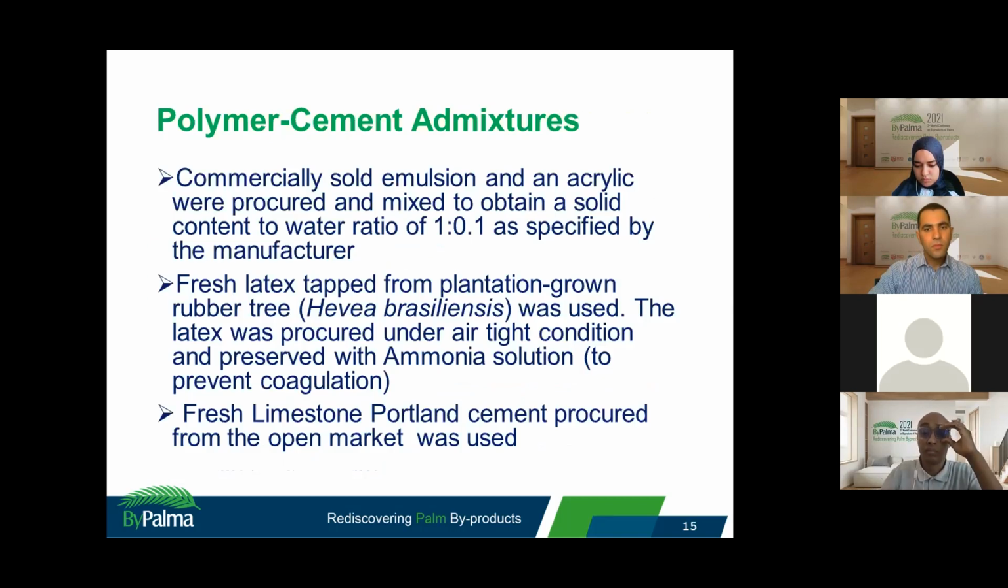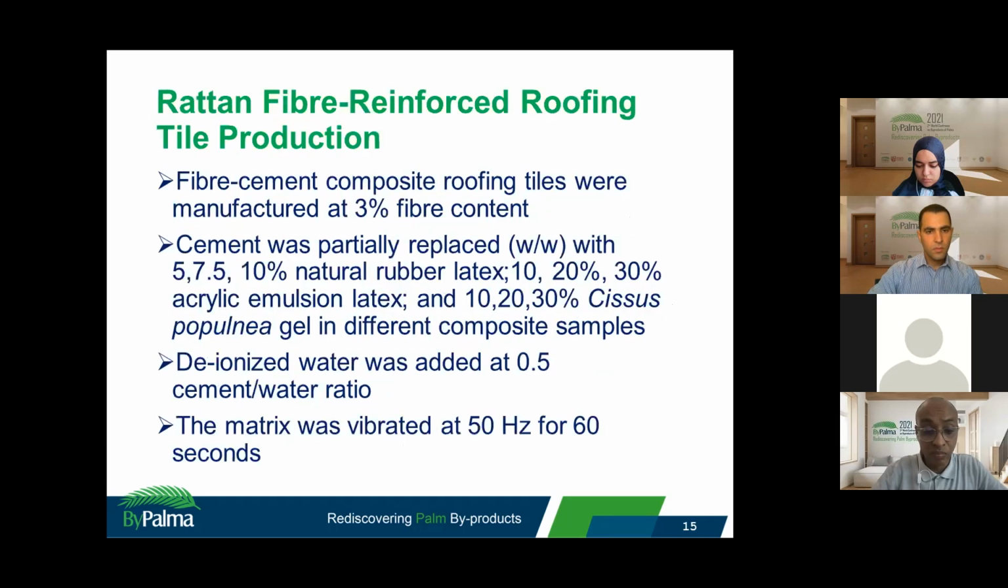Again, these are details of the limestone Portland cement. That is the available cement type in Nigeria. In the past, Nigeria used to have ordinary Portland cement, but what we have now is limestone Portland cement, and that was what was used in this study. The roofing tiles were manufactured with 3% rattan-fibre content, and cement was partially replaced with natural rubber latex at 5, 7.5, and 10% by weight, and acrylic emulsion at 10, 20, and 30% by weight of cement.